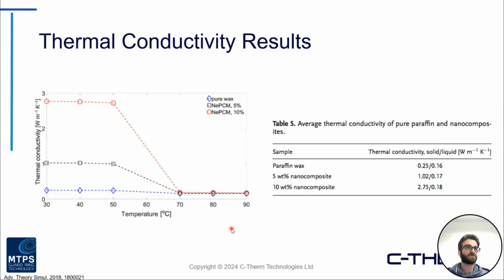So looking at some of the results here, we can see two very distinct things happening. At the lower temperature, before the material goes into the melt state, which you can kind of see happening here at 50 degrees or so, when we look at just the baselining 30, 40, 50, the pure wax, the pure PCM, of course, is the lowest. And then we see at the 5 and then 10% loading, a much higher thermal conductivity is observed.